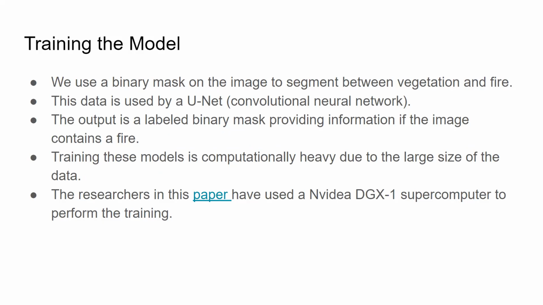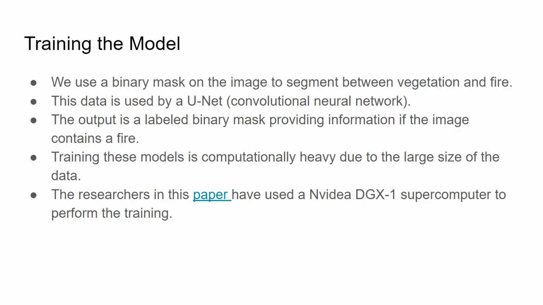The next step will be to train a model. First of all, we'll have to identify our target variable. The target variable, or the result of the model, will actually be a binary masked image. So we'll convert all our training data set into binary masked images before feeding into a neural network. For training, we'll be using a neural network called UNet. UNet is a very popular convolutional neural network. The output of this neural network is actually a binary mask providing the information if the image actually contains a fire or not.